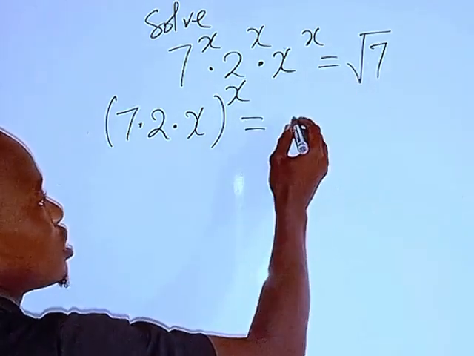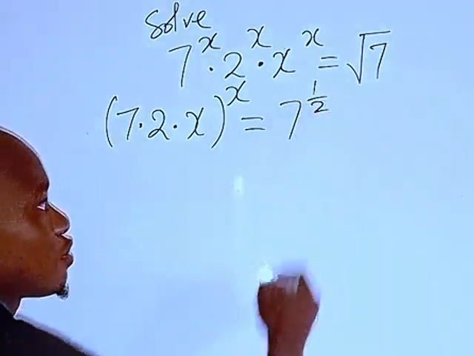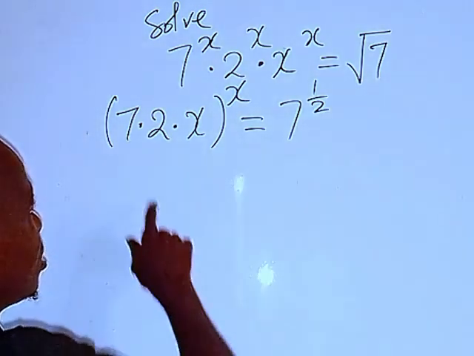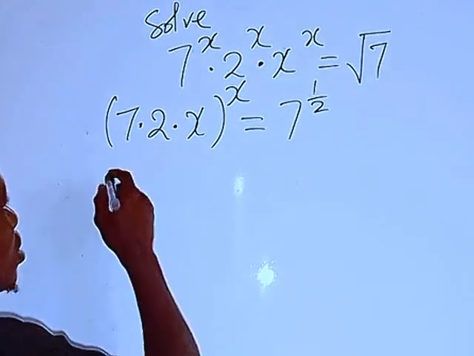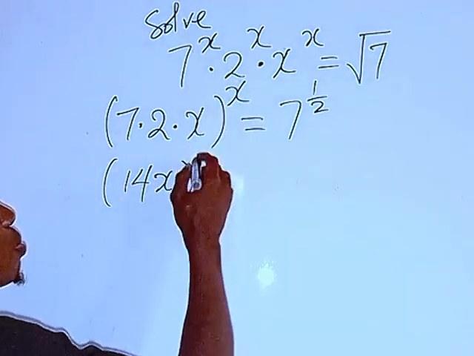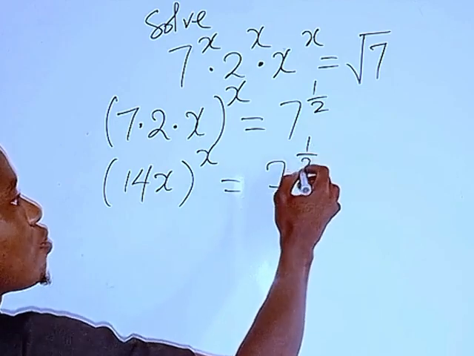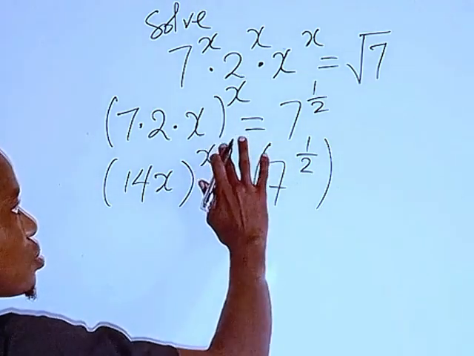Then equals, we can write this root 7 as 7 to the power of 1 over 2. That is from the law of indices. Now let's simplify this further. 7 times 2, we're going to have 14. Then multiplied by x, all to the power of x equals 7 to the power of 1 over 2. So let me put this in parentheses too.